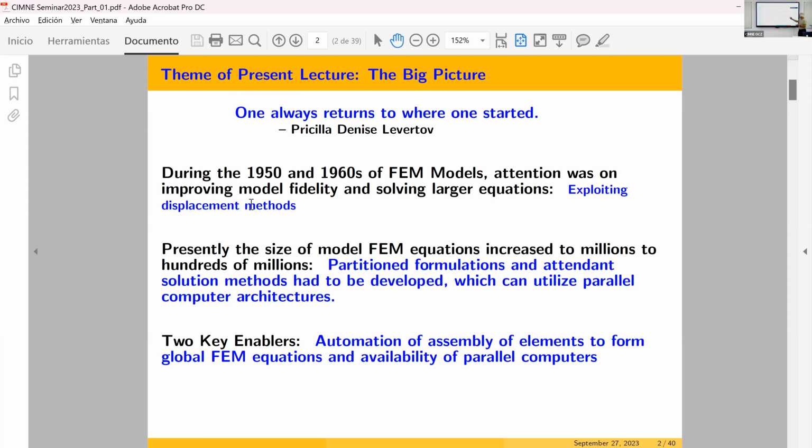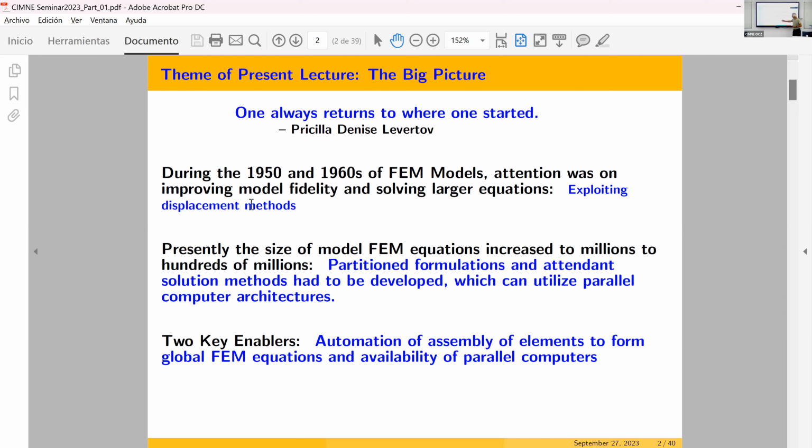When you start to solve a really realistic problem on supercomputers, then people realize, let's partition, assemble the partition, and solve one by one, okay? So it's going back partially from assembly.